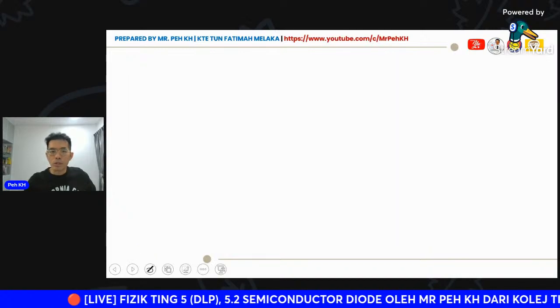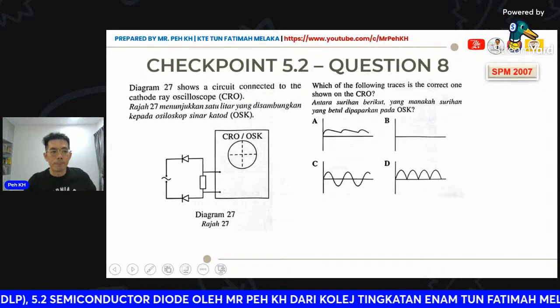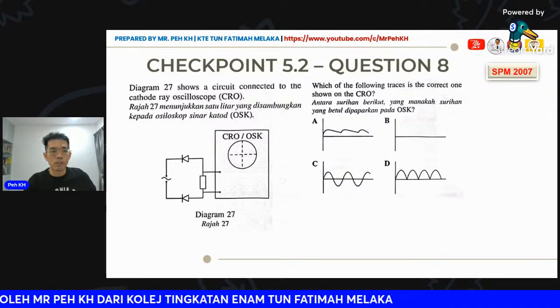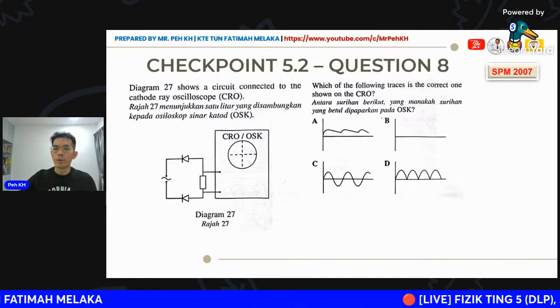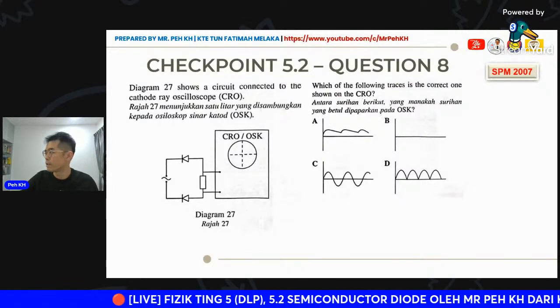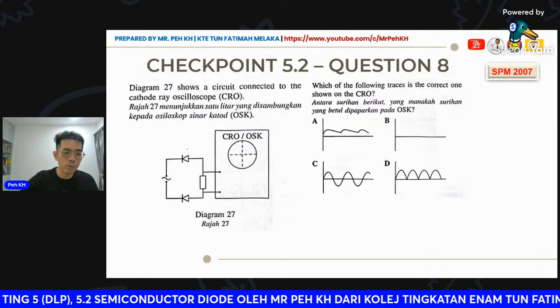Okay, then the next question, checkpoint question number 8. Diagram 27 shows a circuit connected to the cathode ray oscilloscope. Again, which of the following traces is the correct one shown on the CRO? So here, what figure should be the answer? Here we have 2 diodes.